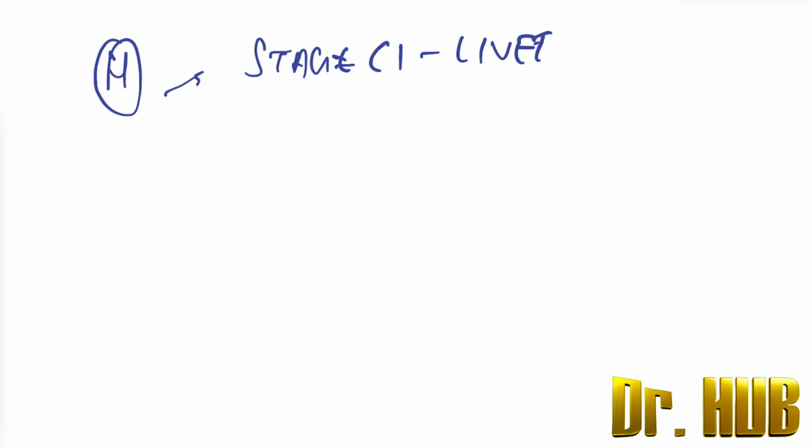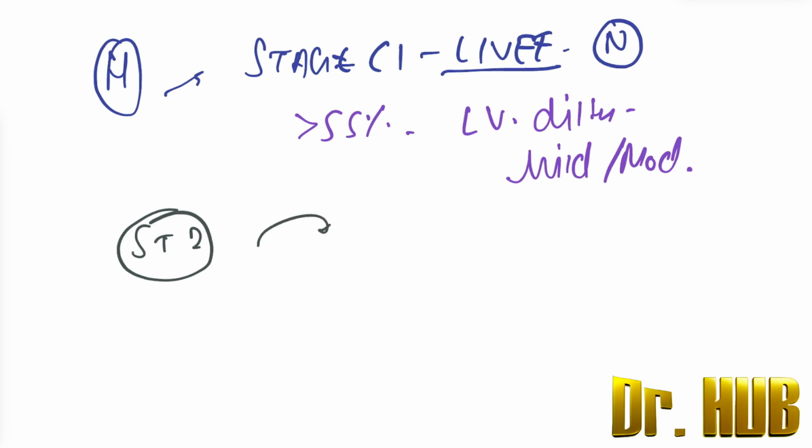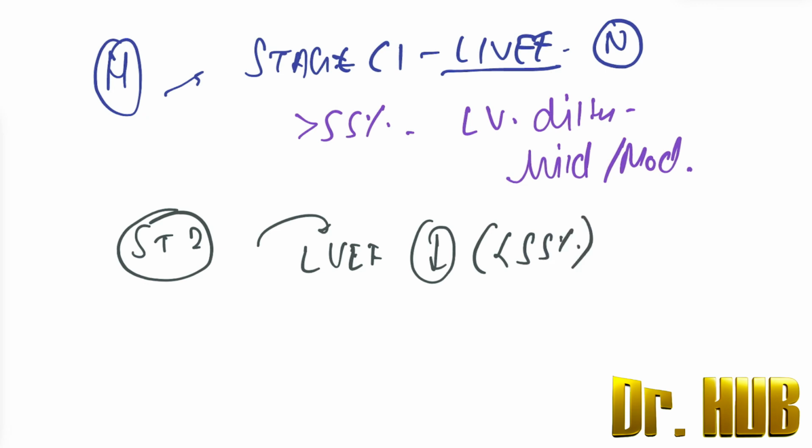So in terms of stage C, what are the hemodynamic changes? In stage C1, LVEF is normal, greater than 55%, and left ventricular dilation is mild to moderate. Next we move on to stage C2. In stage C2, LVEF is decreased, less than 55%, and left ventricular dilation is severe.